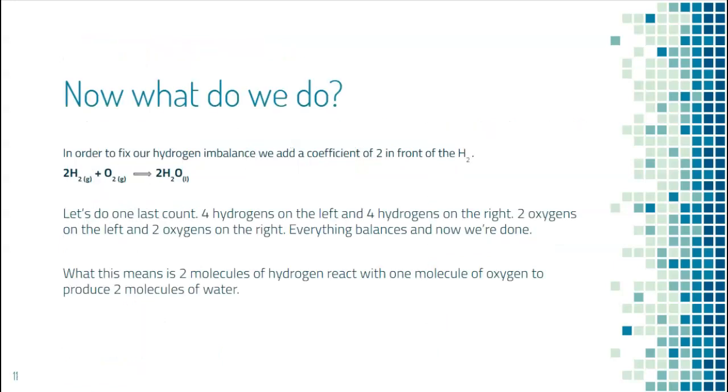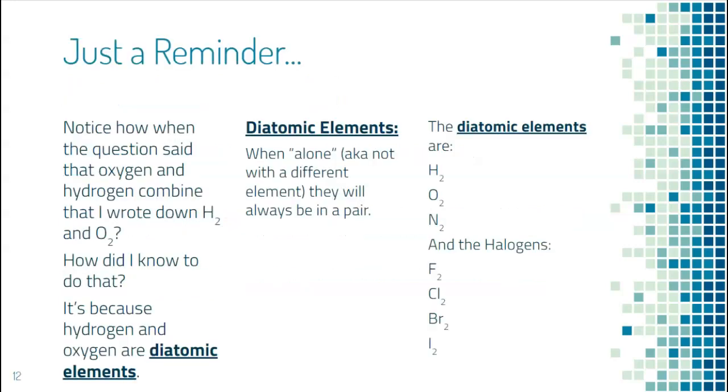Back when I was writing these equations and it was like H2 and O2, and it just said hydrogen gas and oxygen gas, how did I know it was H2? How did I know it was O2? The name doesn't say that, it just says hydrogen. Well, as it turns out, hydrogen and oxygen are what we call diatomic elements, okay? And what that means is that they are never anywhere alone. They will always, always, always be in a pair, okay?